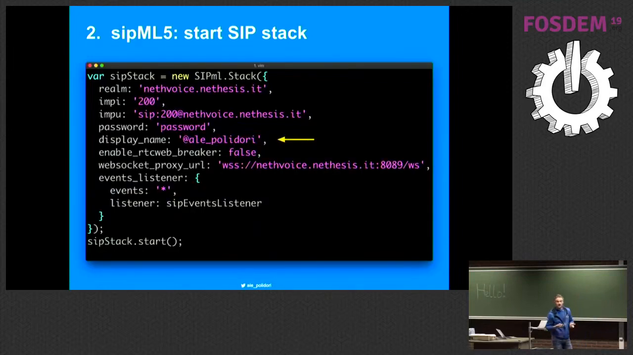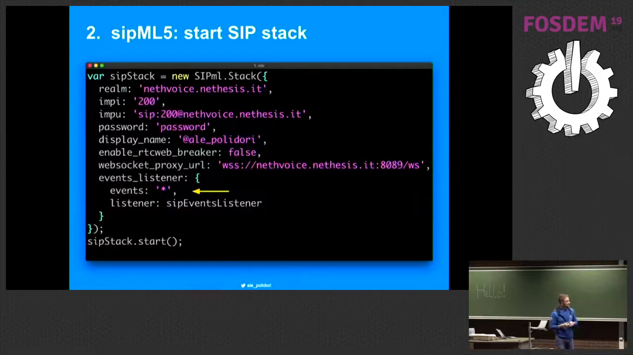The display name is the name that is shown on the display of the phone when an incoming call arrives. And the WebSocket URL. The WebSocket URL contains a customized port, 889, that obviously has to be reachable by the client, and the WebSocket secure protocol, so all the traffic is encrypted.